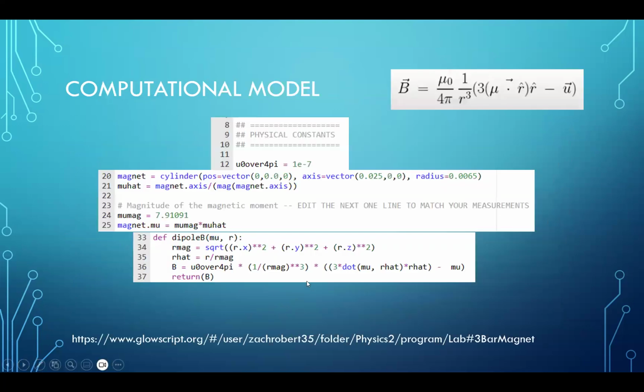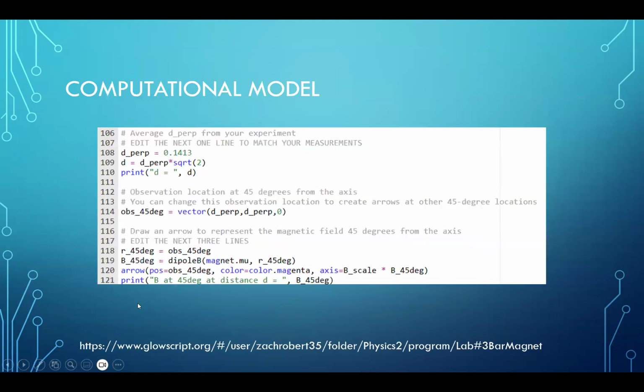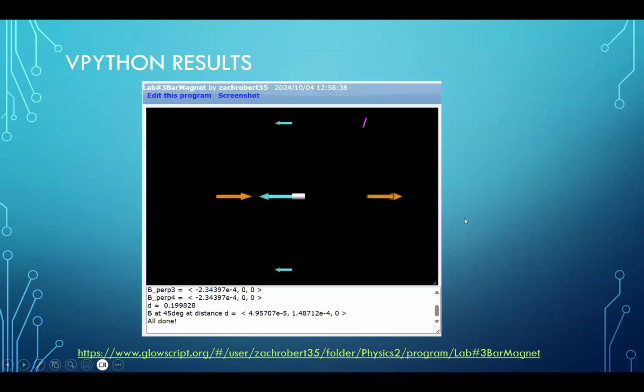Here's our computational model with our constants. Here's us setting up to solve for the magnetic dipole moment inside of the code. And the code to the GlowScript is shown below. Here is the code that sets up the perpendicular axes and all the arrows for the code. And this also gives our vector for the 45-degree magnetic field. And here is our results.